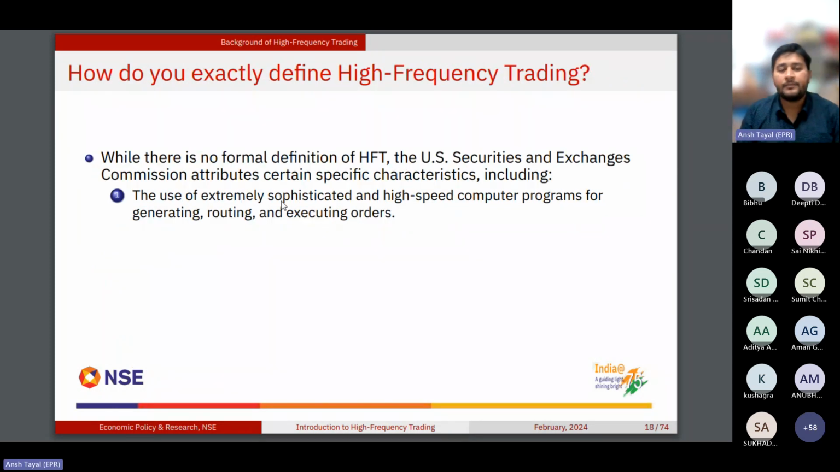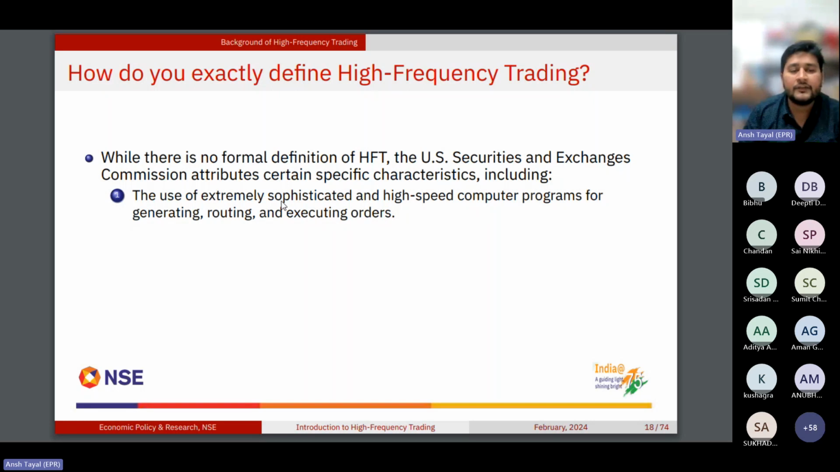Now, we will keep talking about high frequency trading. How do you exactly define high frequency trading? There is no formal definition of HFT. The US SEC has attributed some characteristics which define HFT.